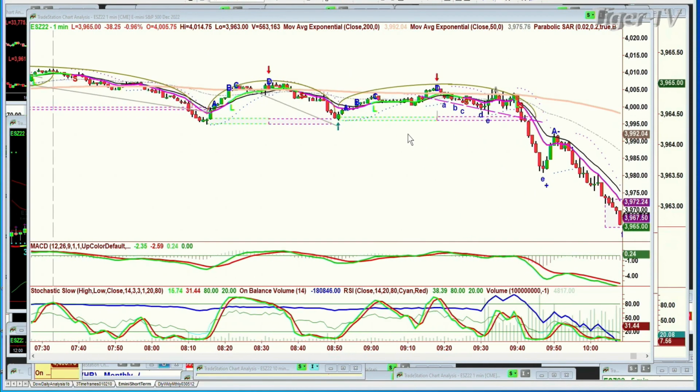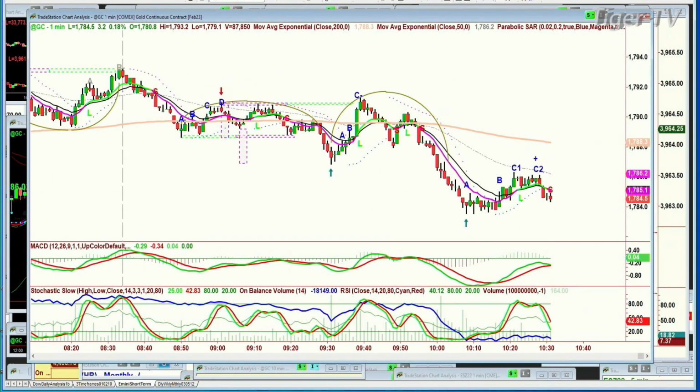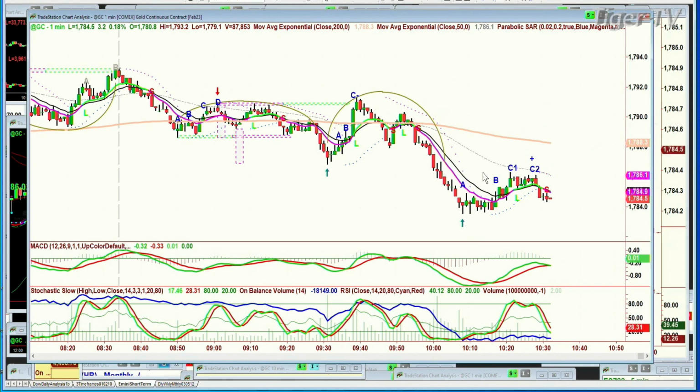And it shows you the power of this 200-period moving average. I just want to show you something else. If you go to gold, it made a peak C1, C2, it's almost the same pattern. The MACD is trying to hold and not cross lower, but try to deflect higher.